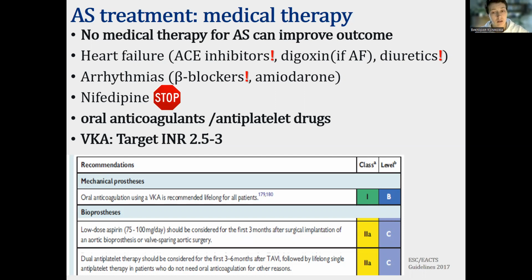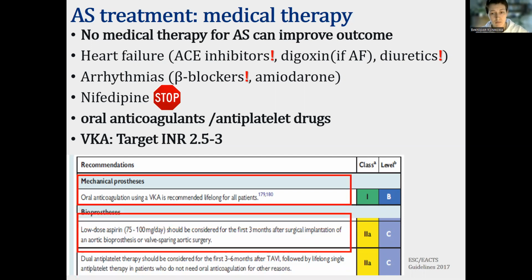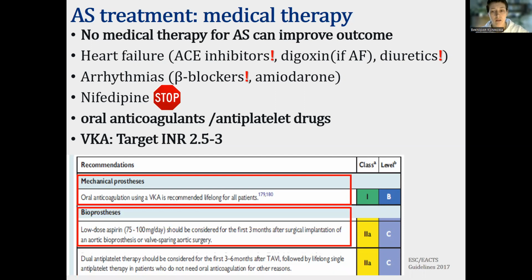In mechanical prosthesis, vitamin K antagonists; low-dose aspirin for 3 months in bioprosthesis; and in TAVI, double antiplatelet therapy first for 3 to 6 months, and single antiplatelet lifelong.